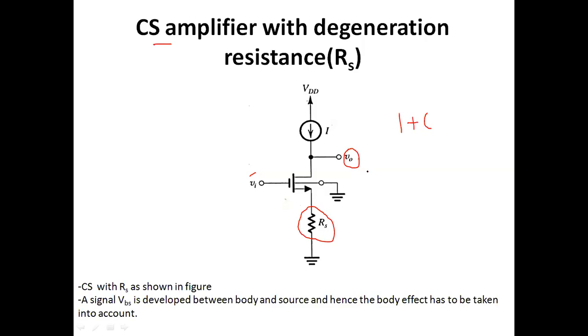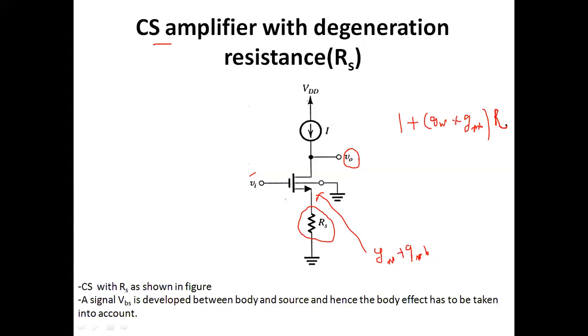The resistance looking at the source; here once again the resistance RS is there. We need to consider the resistance here, that is GM plus GMB. Always remember, whenever there is a resistance at the source terminal, the body and source are not at the same potential level, so the factor we have to consider is 1 plus GM plus GMB into RS, so that you'll get GM over 1 plus (GM plus GMB) into RS. This is the degenerative factor.